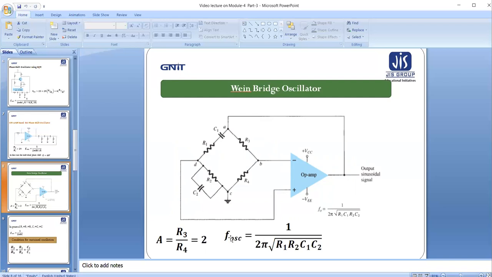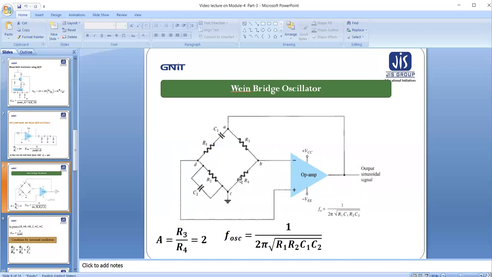So this bridge is known as the Wien bridge. Due to the presence of this type of bridge network, this oscillator is called a Wien bridge oscillator. Here we are seeing that the feedback signal is passed through this R3 to the input of the op-amp, where the other input is connected to the ground via R4 resistance. So R3 is the feedback resistor, R4 is the input resistor.